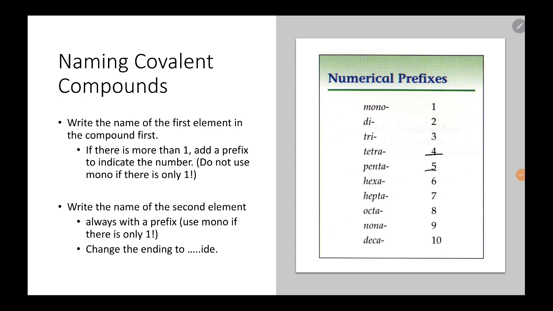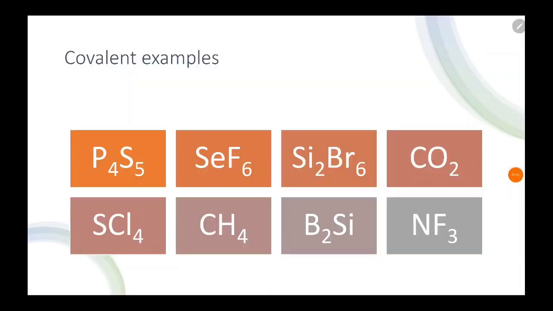To do this, we always write the name of the first element in the compound first. If there is more than one of them, you have to add a prefix to indicate that number. Note there, if there is only one of the first element, we don't use the prefix mono on the first element. We only use di and higher on the first element. On the second element, we always use a prefix, including mono, if we have to include how many of that element are there.